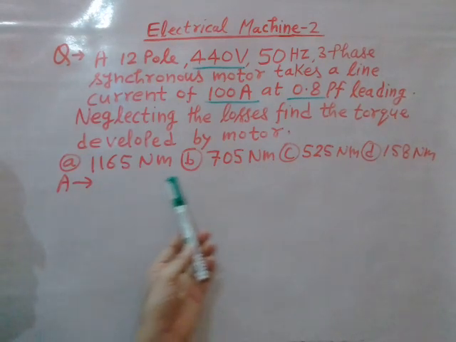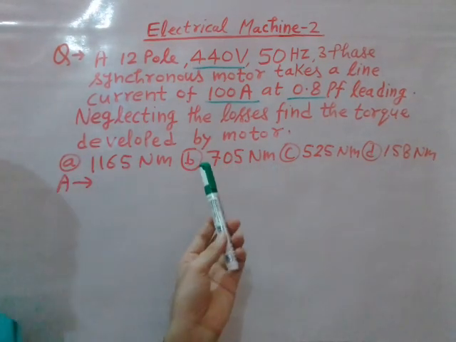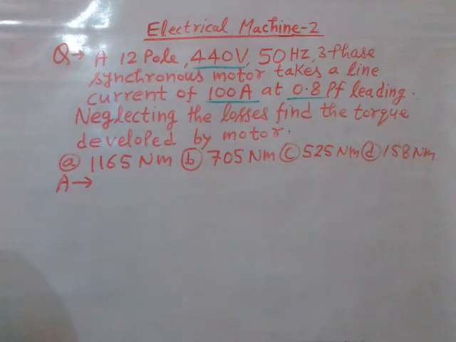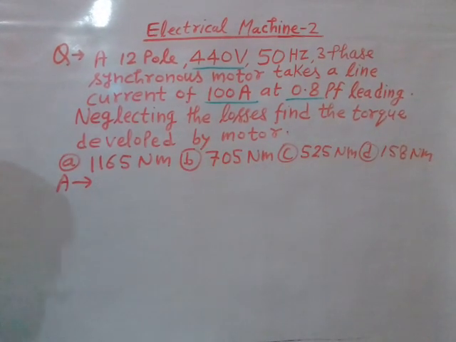So these are the four options A, B, C, D. Out of these four options, only one option is correct. You have to find out the correct option, right? So let us solve this question. You have been asked to calculate the torque developed, right?